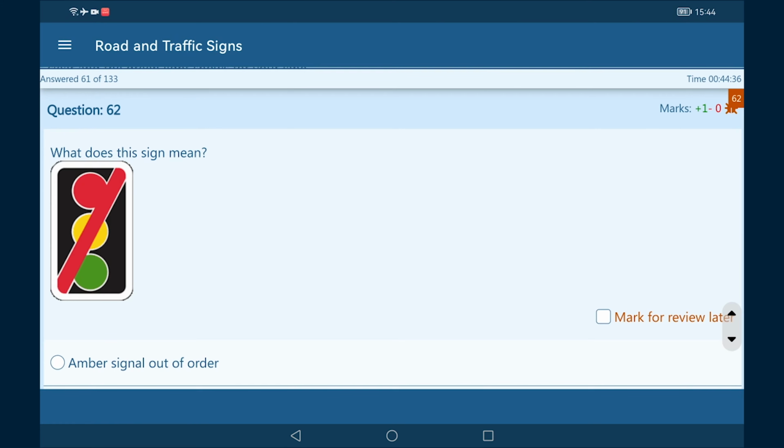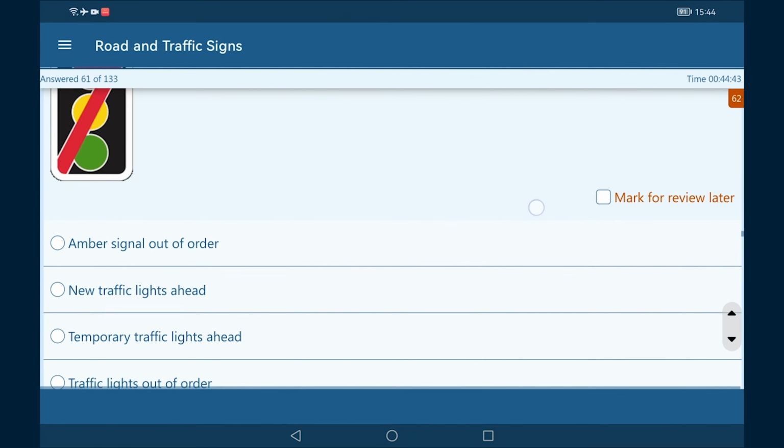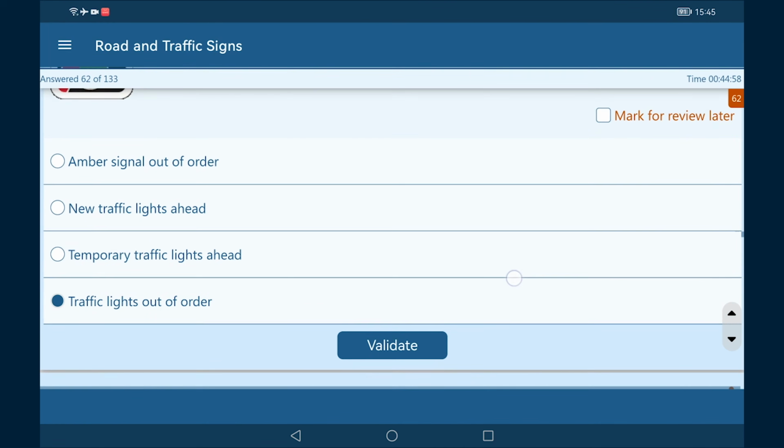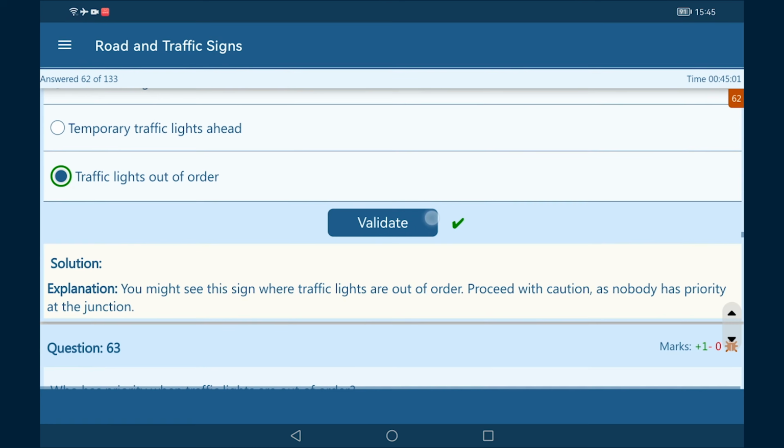Option 1. Amber signal out of order. Option 2. New traffic lights ahead. Option 3. Temporary traffic lights ahead. Option 4. Traffic lights out of order. The correct answer is Option 4, that is, traffic lights out of order. Explanation. You might see this sign where traffic lights are out of order. Proceed with caution, as nobody has priority at the junction.